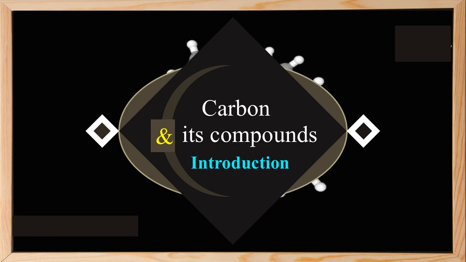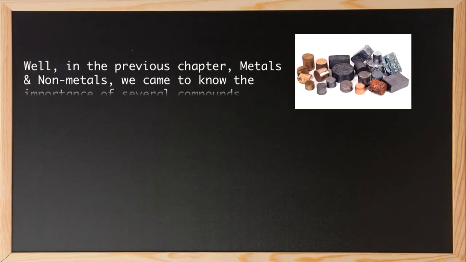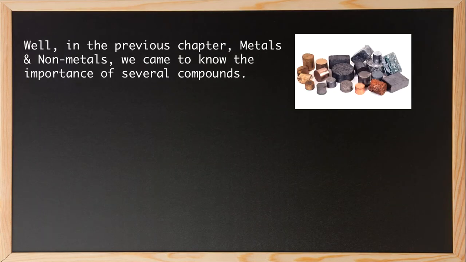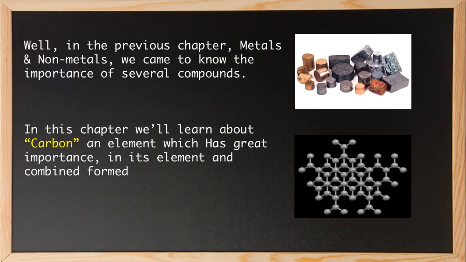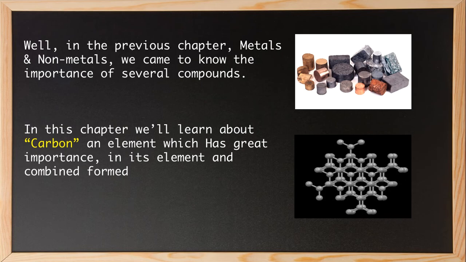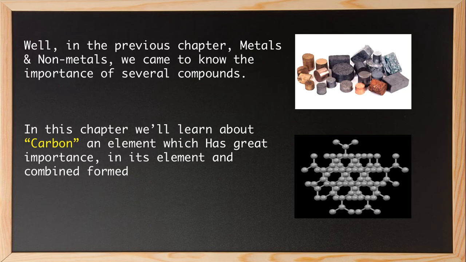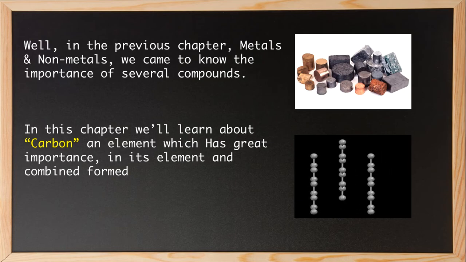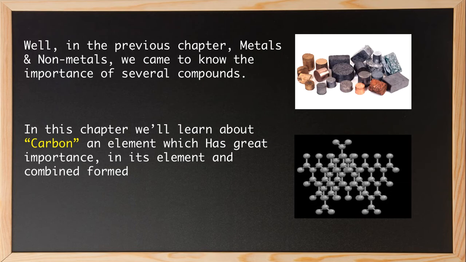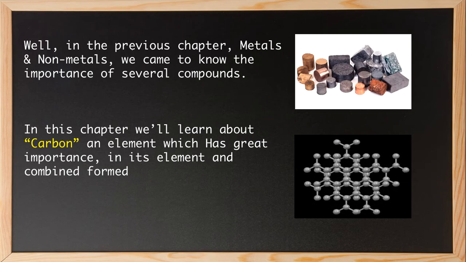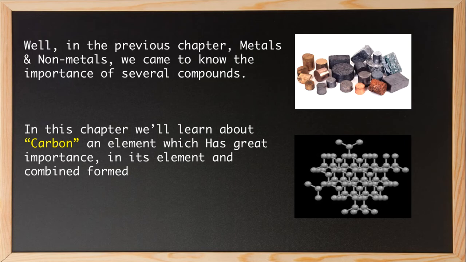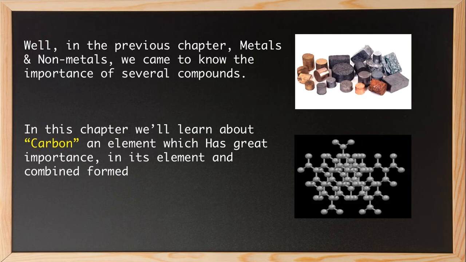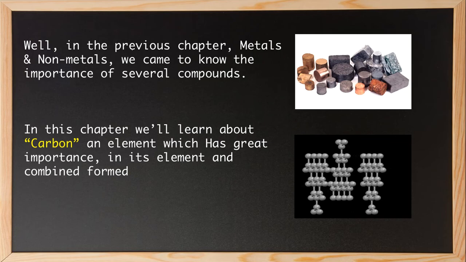Carbon and its compounds. Introduction. Well, in the previous chapter, metals and nonmetals, we came to know the importance of several compounds. In this chapter, we learn about carbon, an element which has great importance in its element and combined form. When I say element, I mean carbon is present in its pure state, that is, only carbon. And when I say combined, it means that carbon is coupled with several other elements.